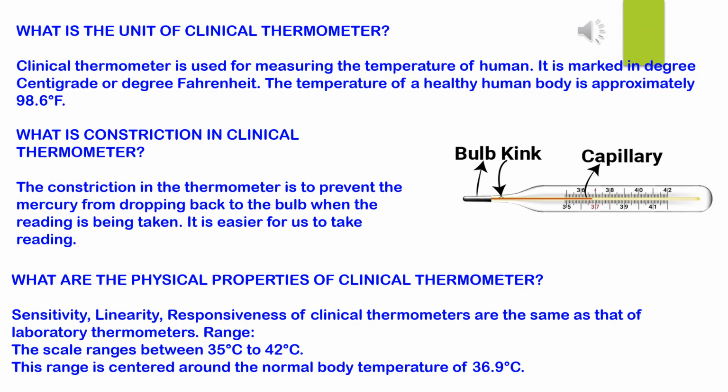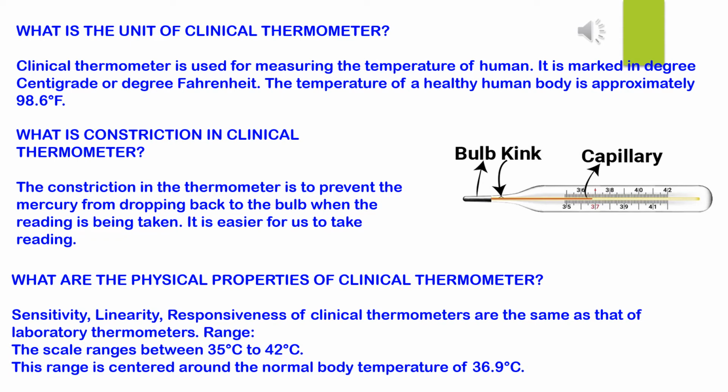Now, what is the unit of a clinical thermometer? In question answer form I have given because I have tried my best to make you understand. So, what is the unit of a clinical thermometer? A clinical thermometer is used for measuring the temperature of humans. It is marked in degree centigrade or degree Fahrenheit. The temperature of a healthy human body is approximately 98.66 degree Fahrenheit.